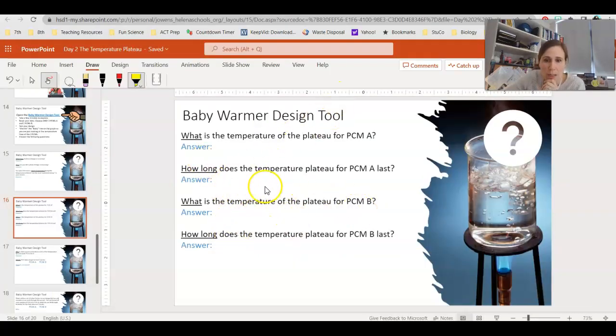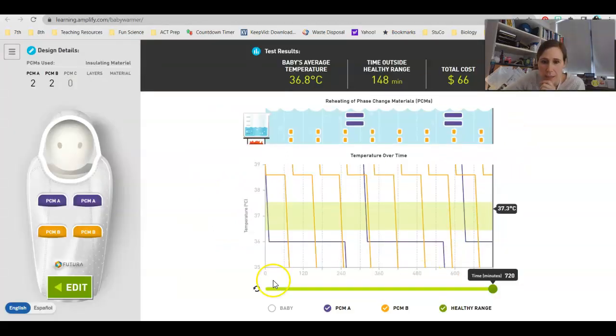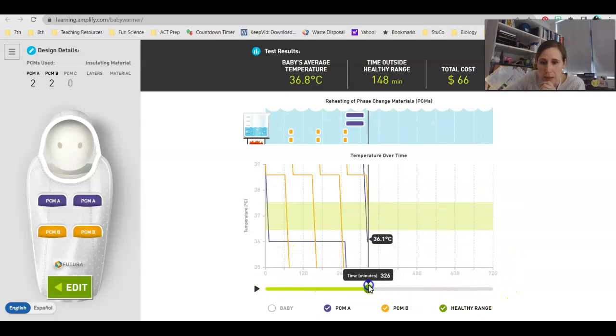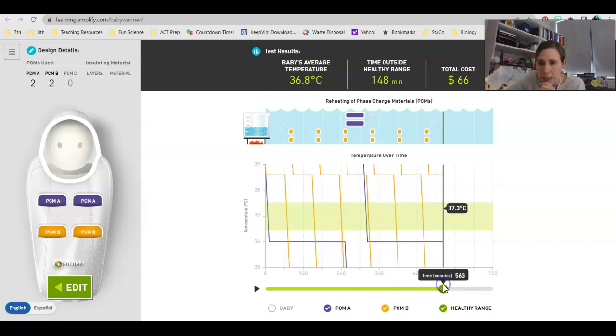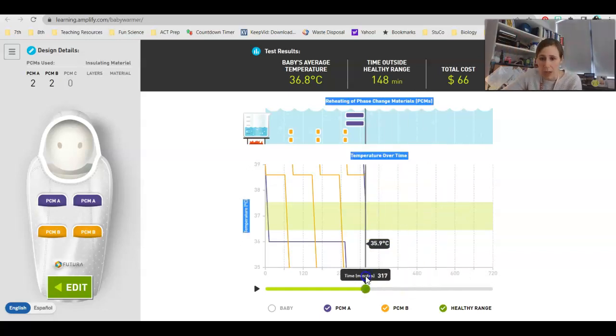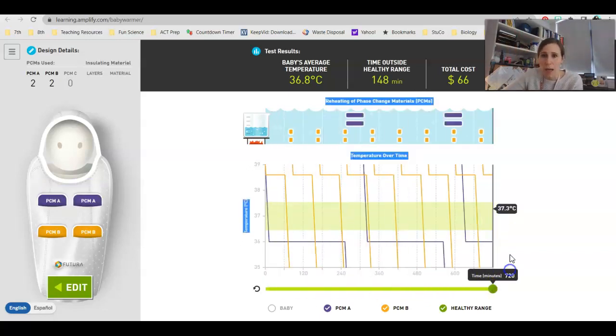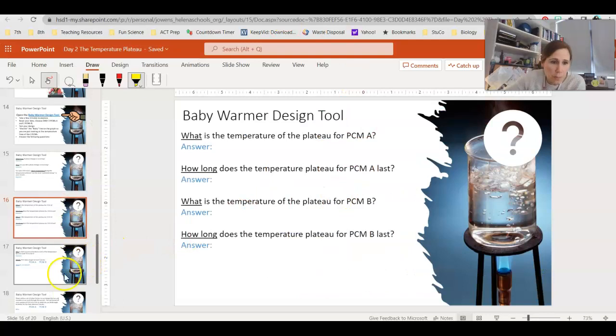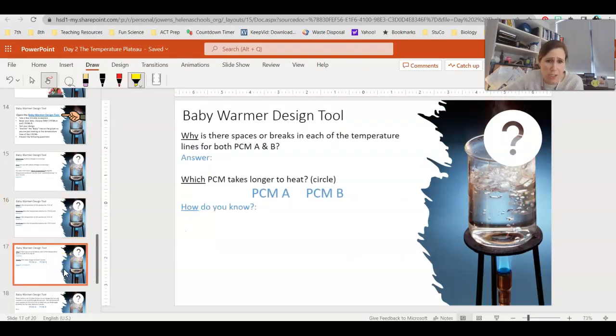And then how long does the temperature plateau for A last? This is measured in minutes. So you can start and say, all right, here's the time at 325 minutes. Here's my time at 563 minutes. What's the difference in that? You can get an exact time by clicking and dragging the blue circle back and forth. Okay, so answer those questions about each temperature plateau.